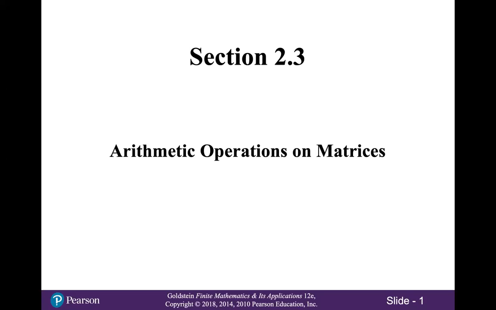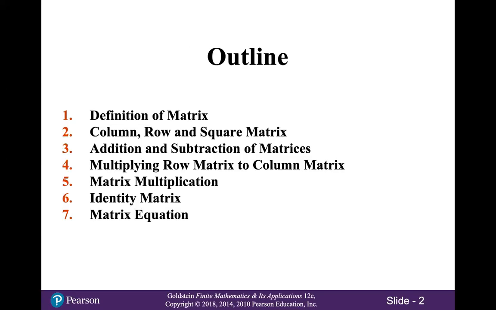Today, we're looking at Section 2.3 on arithmetic operations on matrices. In this section, we will define a matrix, talk about column, row, and square matrices, addition and subtraction of matrices, multiplying a row matrix and a column matrix, matrix multiplication, the identity matrix, and the matrix equation.